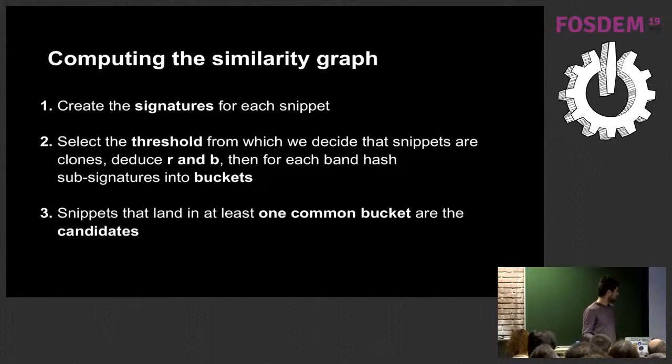Okay, so at the end of the day, this basically allows us to compute the similarity graph by simply creating signatures for each of these snippets, then selecting a threshold and deducing the constants R and B, and then on each sub-signature of each file, hashing these sub-signatures and putting them into buckets. Simply any snippets that land in at least one bucket in common are going to be our candidate pairs, which theoretically are going to be over a certain threshold of similarity.